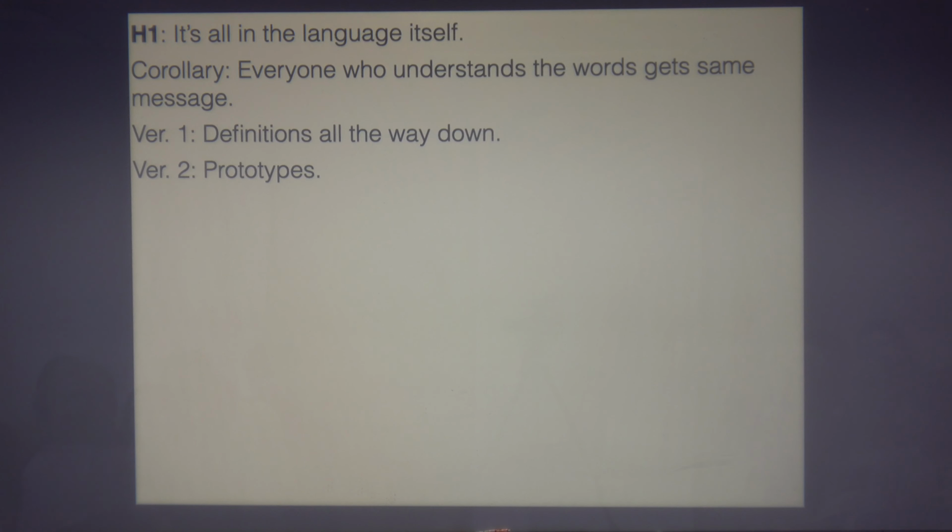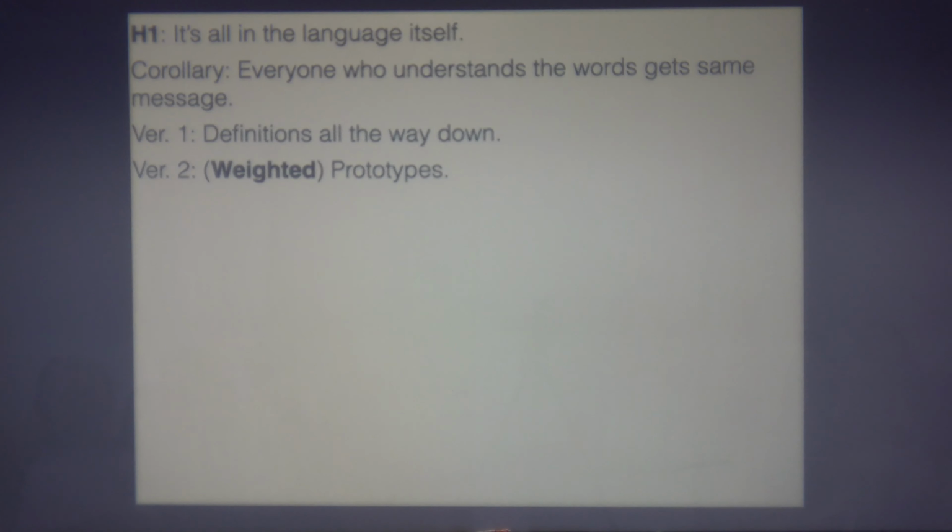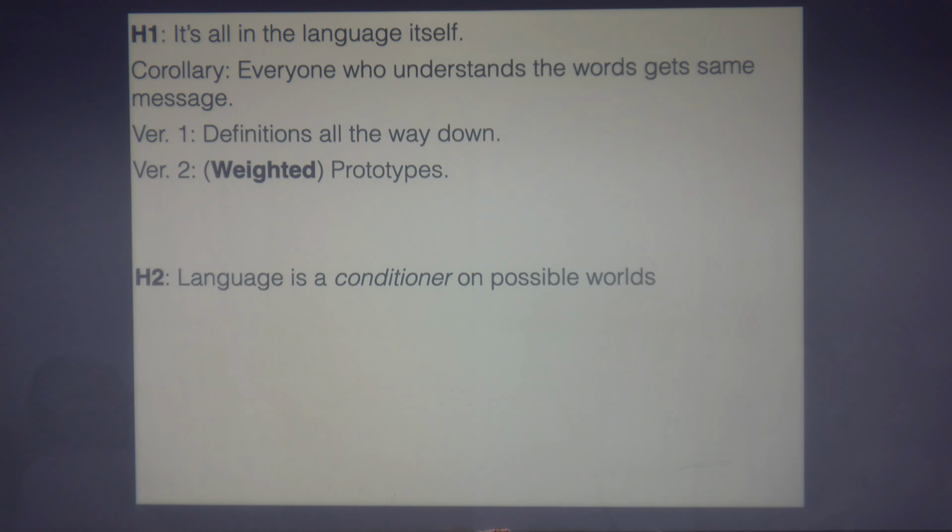So people try prototype theories of definitions. This turns out to have problems too, right? And you have to deal with weighted prototypes. Maybe some things are more prototypical. Playing basketball is very prototypical of a basketball player. Being tall is just mostly prototypical. You have problems with those too. So there's another approach that people have taken, which is that language is a conditioner on possible worlds. And if you're familiar with formal semantics approaches, that's basically what I'm going to be describing to you right here.